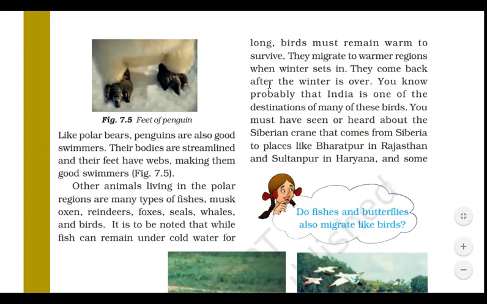So many birds basically migrate. So what is bird migration? You can say that bird migration is the regular seasonal movement of birds from one place to another place, mainly for breeding. Got it, everyone?